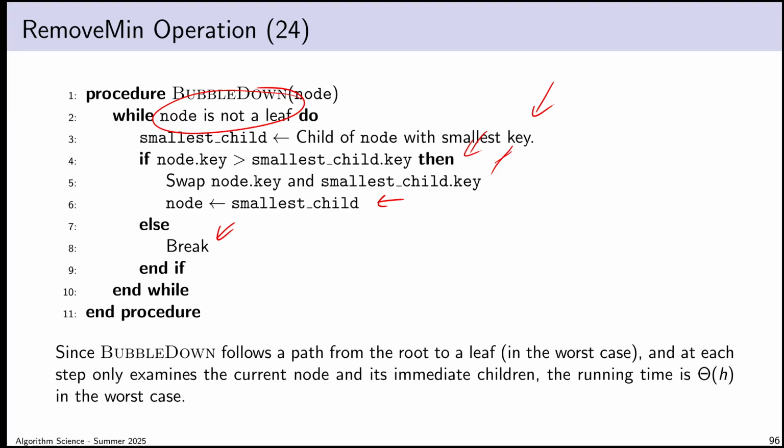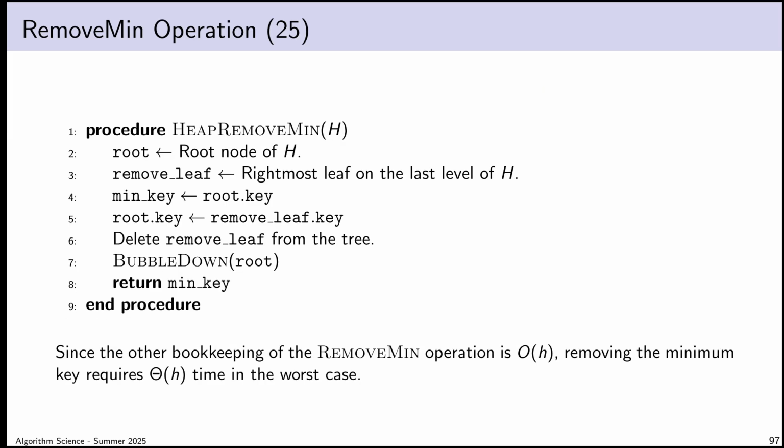So of course, we have a lot invested in being able to show that the tree has a relatively small height. Here is the full RemoveMin operation. So I find the root. I also go figure out where the rightmost leaf is on the last level, and then I grab the key from the root for safekeeping. I then move the key from the leaf I'm going to remove into the root. I then delete the leaf, then I perform the bubble down, and finally I return that minimum key that I put aside earlier.